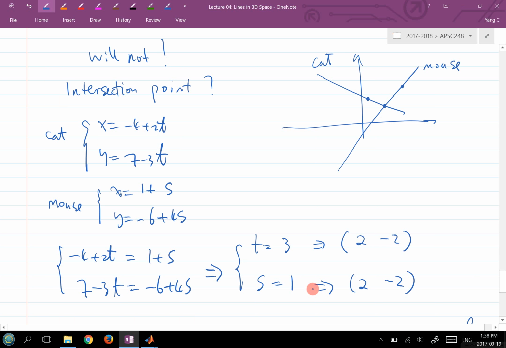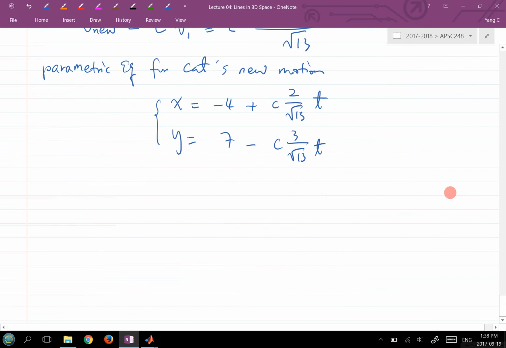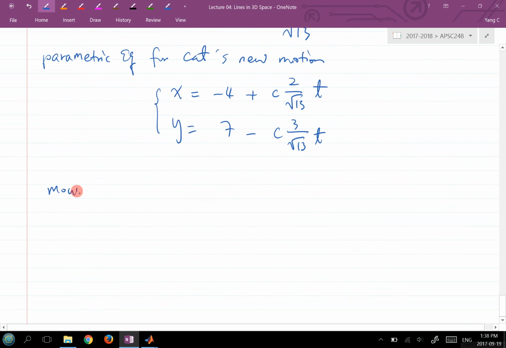So it also means what? You also need the cat to do what? Exactly, right? You also need the cat to spend only 1 second to end up at the intersection, basically. Okay? So now let's go back to this equation here. So I'll write down here: mouse takes 1 second to reach intersection.